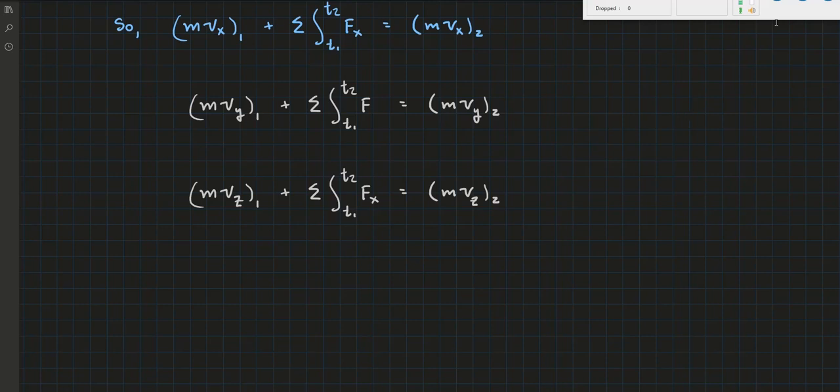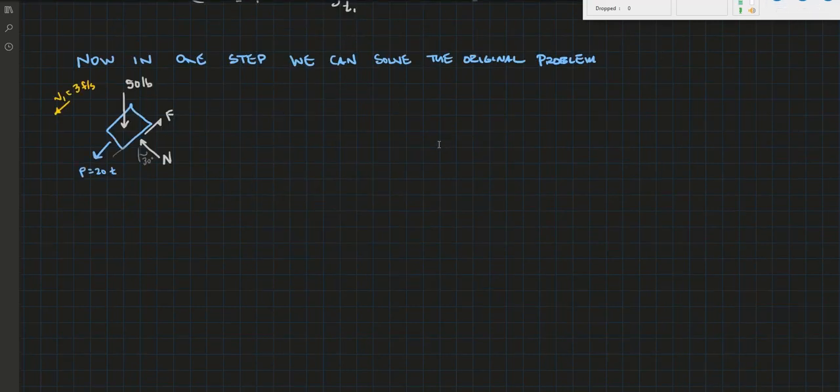And now, in one step, I've redrawn our free body diagram. So let's continue on here. This is our positive, and let's say we call this the x direction. Let's look at mass times velocity in the x direction 1, plus the sum from t1 to t2 of our force in the x direction dt, equals our mass times velocity in the x direction final.